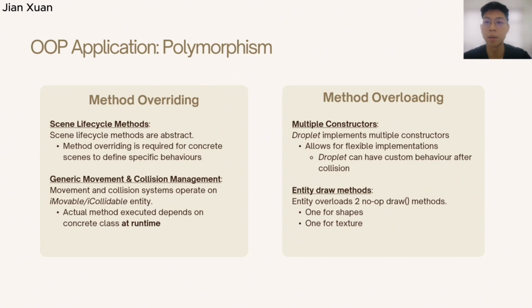For polymorphism, we apply method overriding in two key areas: scene lifecycle methods, which concrete scenes must override to define their own behavior, and our movement and collision systems, where the actual method executed depends on the concrete class at runtime.